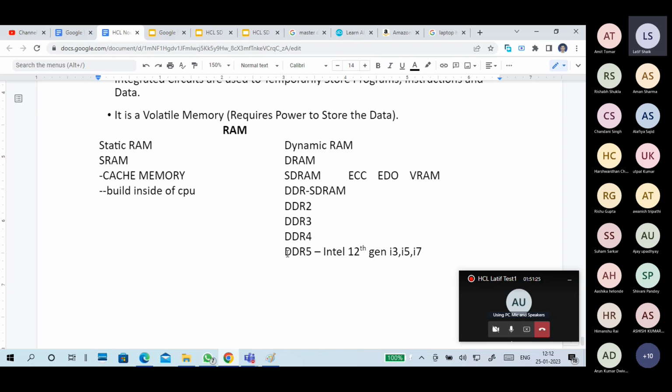RAM again: static RAM and dynamic RAM. Static RAM is also called SRAM, dynamic is also called DRAM. SRAM is used as cache memory built inside your CPU. SDRAM, ECC-RAM, EDO-RAM, VRAM are the different DRAMs. DRAM became SDRAM, synchronous dynamic RAM, and this became DDR.